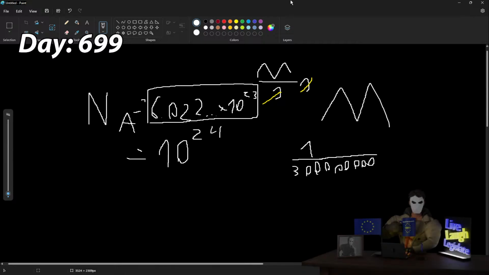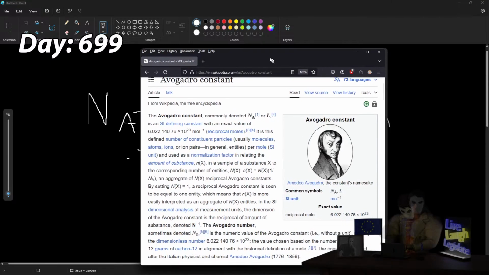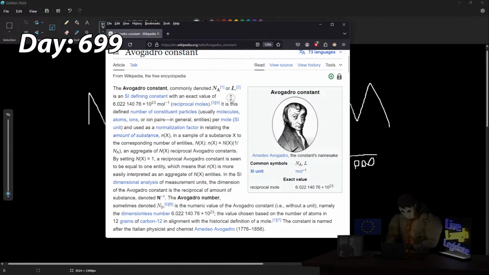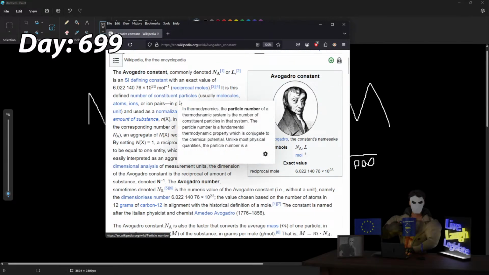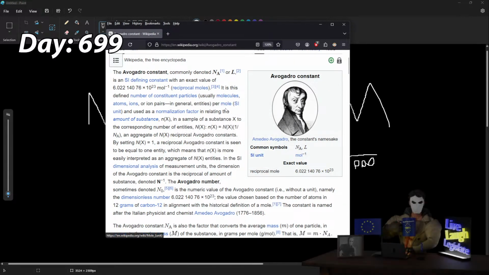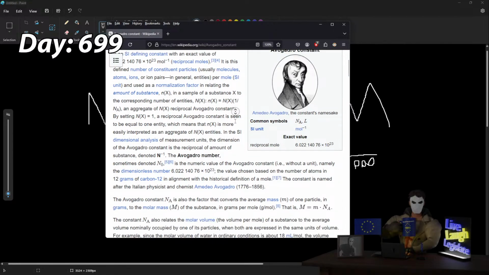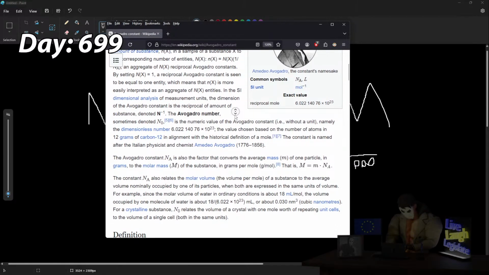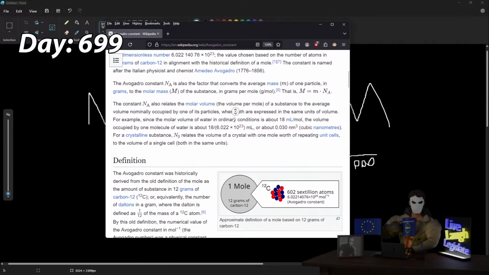You keep saying there's no reason though. There's a number out of nowhere. Kind of, yes. Okay, let me show you. Listen, here's the thing. Avogadro's constant: the number of constituent particles per mole, used as a normalization factor per mole. Well, okay, that's cyclic. Give me the actual definition. Where's the mass of a particle? Give me the definition.